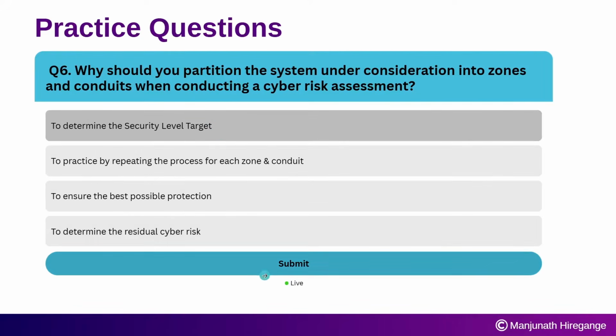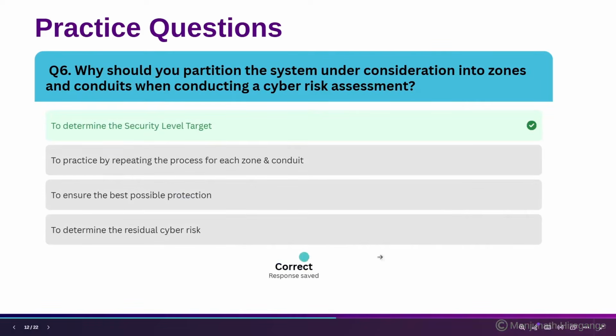The answer is security level target. The reason is, partitioning the system into zones and conduits helps you determine the appropriate security level targets, SLT, for each segment based on the risk assessment and production needs. So why not the others?